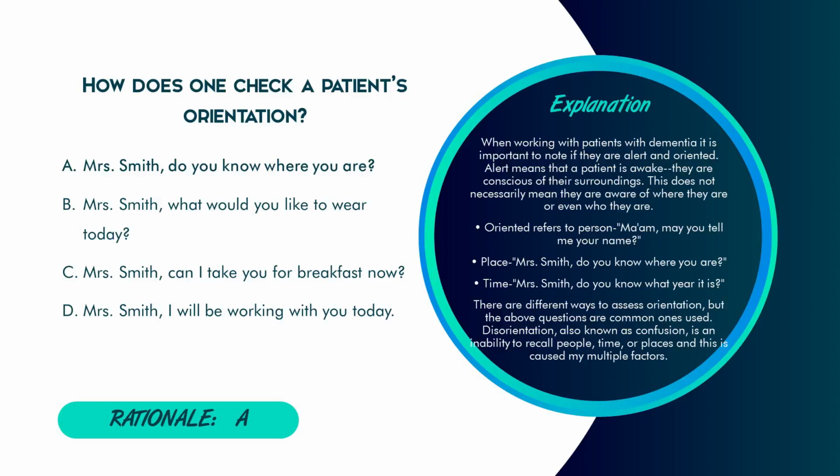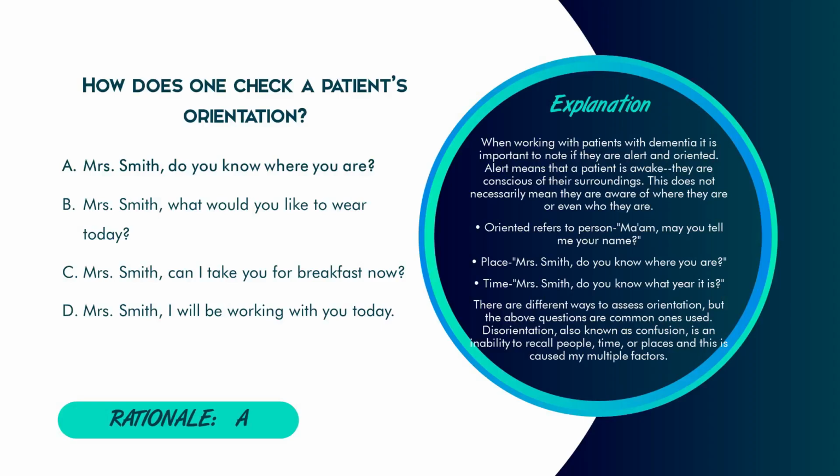So, when working with patients with dementia, it is important to note if they're alert and oriented. Alert just means I'm awake. I'm conscious. I am not that unconscious patient who you have to do mouth care or oral care for with a mouth swab, for example. I am actually awake. I'm conscious of my surroundings. I might not know I'm in Milton. I might think I'm in Africa. But I for sure know that I'm okay, I'm awake, you can see me, I can see you smile, you see me smile. I am awake. But it doesn't necessarily mean I'm aware of where I am.